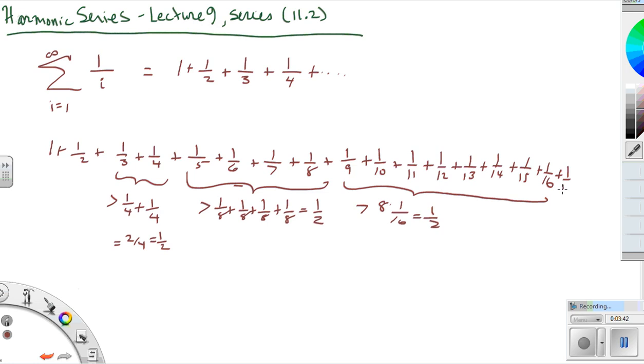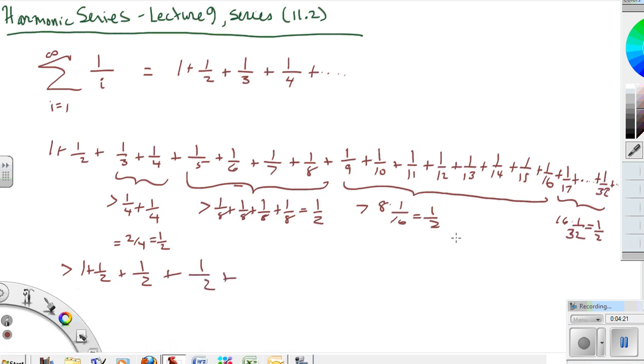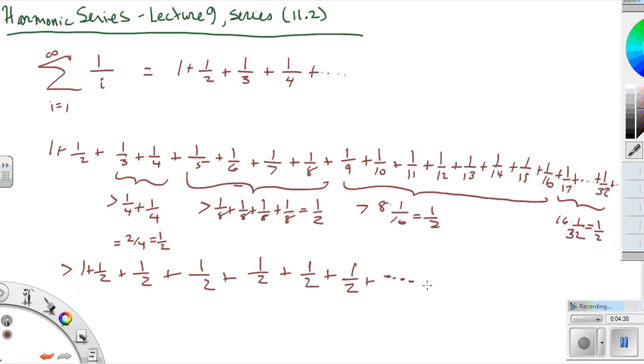And then what am I going to do again? Well, I'm going to go from 1/17 to the next power of 2, 1/32. How many terms are we going to have here? A total of 16 terms, and all of them, except for one, bigger than 1/32. 16 times 1/32 is, again, 1/2. So what's happening here? Whatever this sums to, it's got to be bigger than 1 plus 1/2, because of this term here, plus 1/2 because of these next 4 terms, plus 1/2 because of the next 8 terms, plus 1/2 because of the next 16 terms, plus 1/2 because of the next 32 terms. It's going to be bigger than 1 plus 1/2 plus 1/2 plus 1/2 plus 1/2 plus 1/2, adding 1/2 to itself over and over and over again.